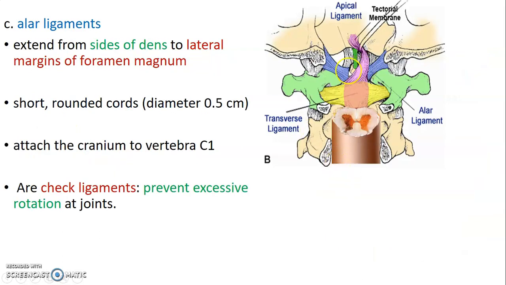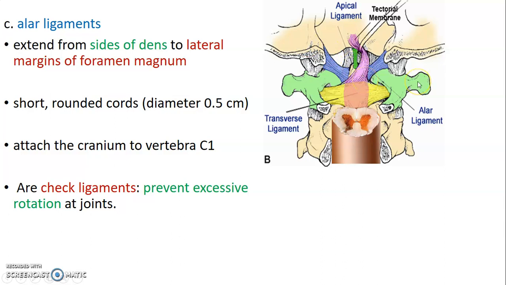Then we have alar ligaments. This is your alar ligament here. From the sides of the dens, you can see the dens is here, the dens of C2, the alar ligament goes to the lateral margins of the foramen magnum. These are usually short rounded cords that attach the cranium to the C1 vertebra.